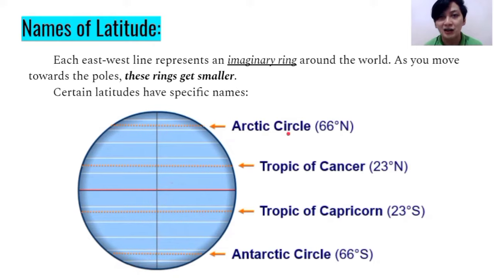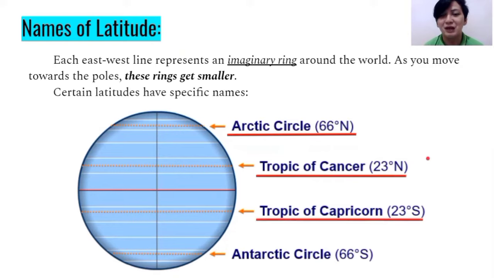We have Arctic Circle at 66 degrees north, Tropic of Cancer at 20 degrees north, while at the south, we can find Tropic of Capricorn at 20 degrees south and Antarctic Circle at 66 degrees south. Do not forget all those special names. Okay, Tropic of Cancer, Tropic of Capricorn, and then Antarctic Circle.